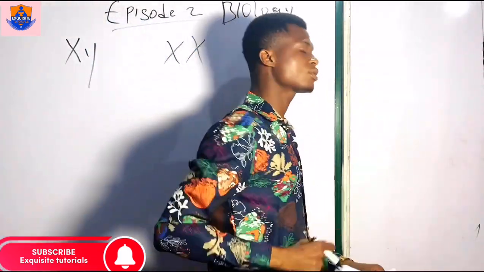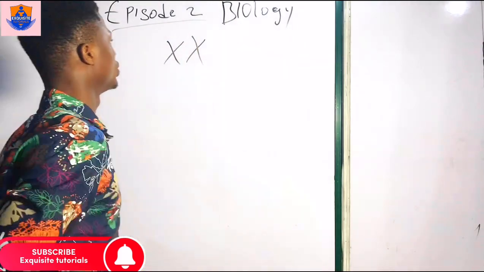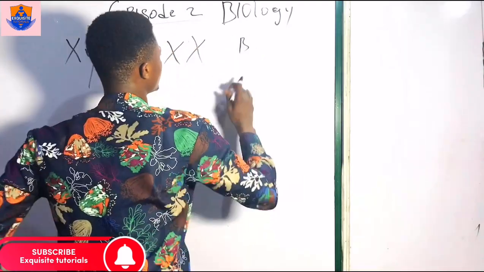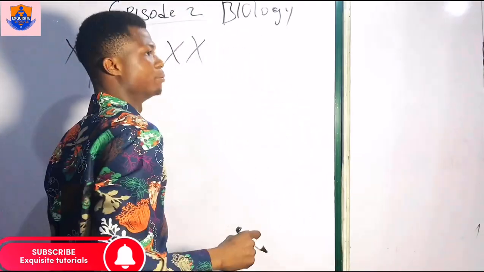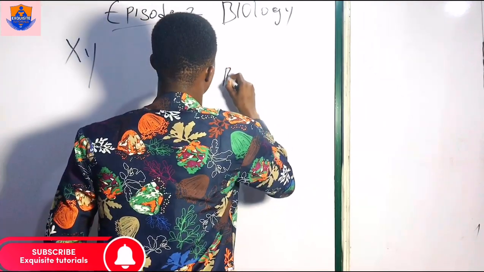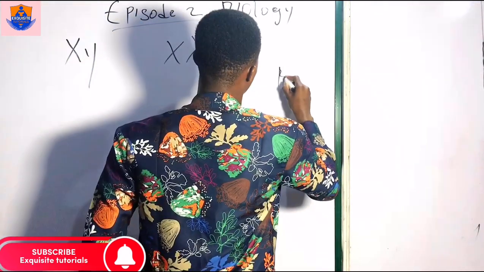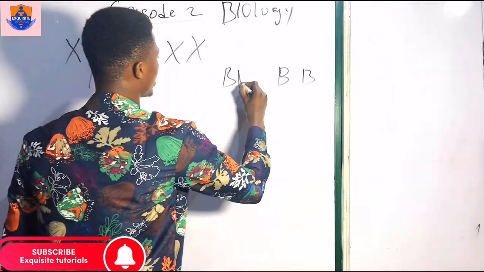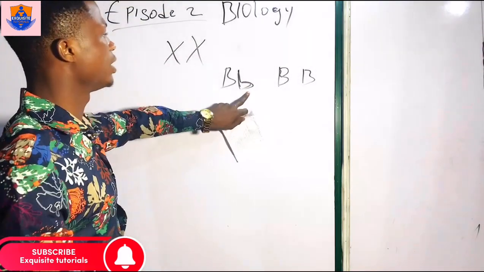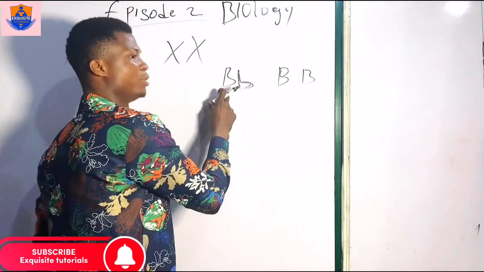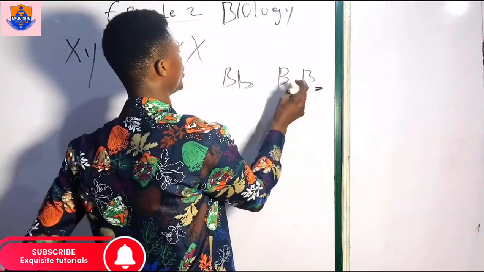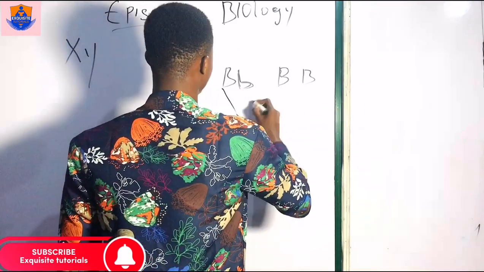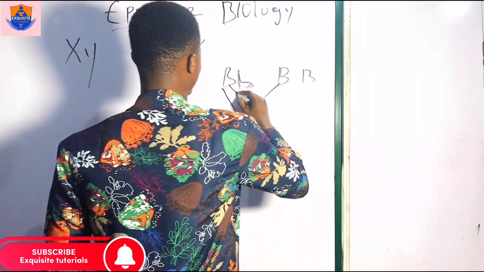Now, first of all, let's answer our question. We have a man with the trait of color blindness, and a normal woman. The small letter b is to show that this man has the trait of color blindness. The big letter B is the normal Y chromosome. This one is the other double normal X chromosome of the woman. Now let's cross.